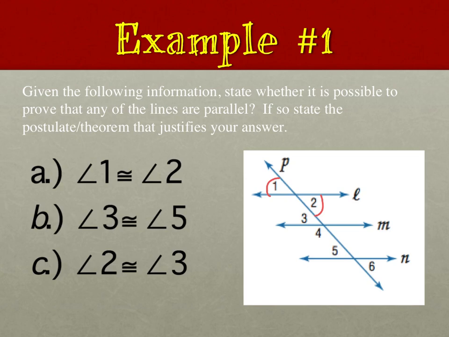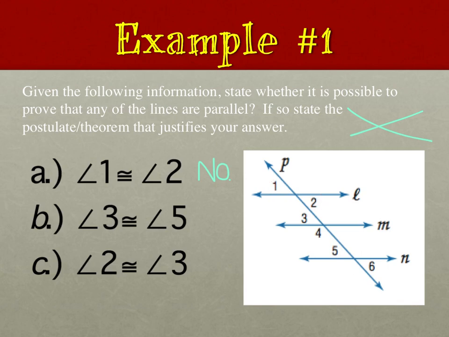So angle 1 and angle 2, hopefully you're like, those aren't even in separate clusters. They're the same ones. These are vertical angles. The answer here would be no. This doesn't prove anything being parallel. I could have any sorts of lines. Vertical angles are still going to be congruent. Okay, let me try to erase this.